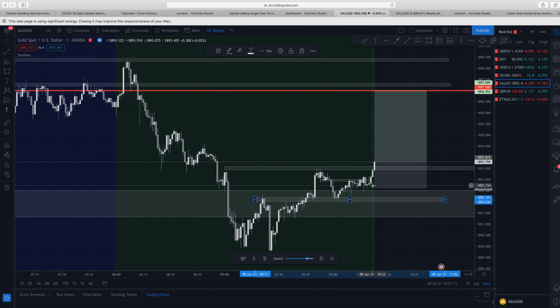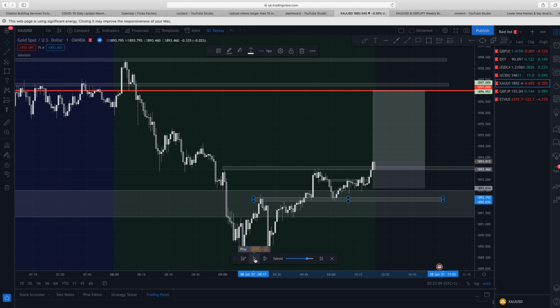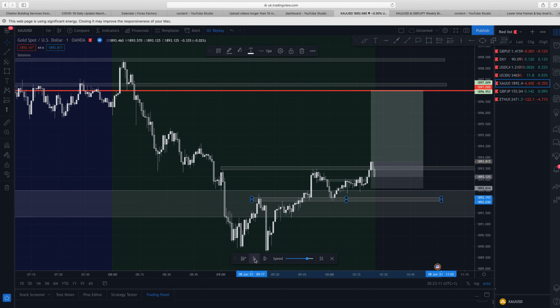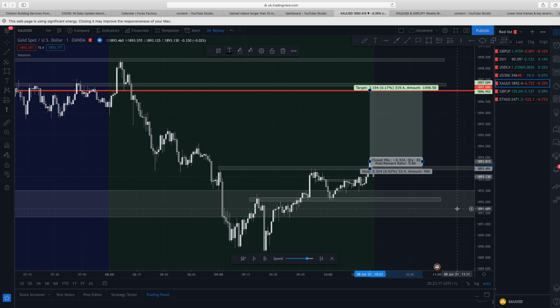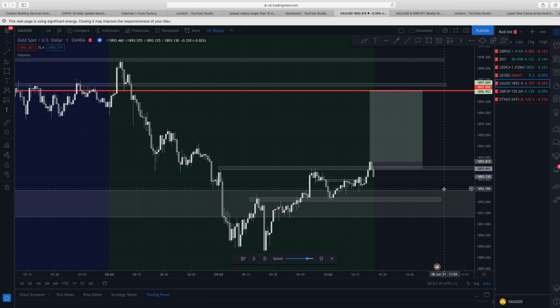Just looking at the time of these candles. Okay. So we have got the hourly previous high here. Let's see what it does. No, that's not good. So there you go, you close on that candle. 3 pip loss.